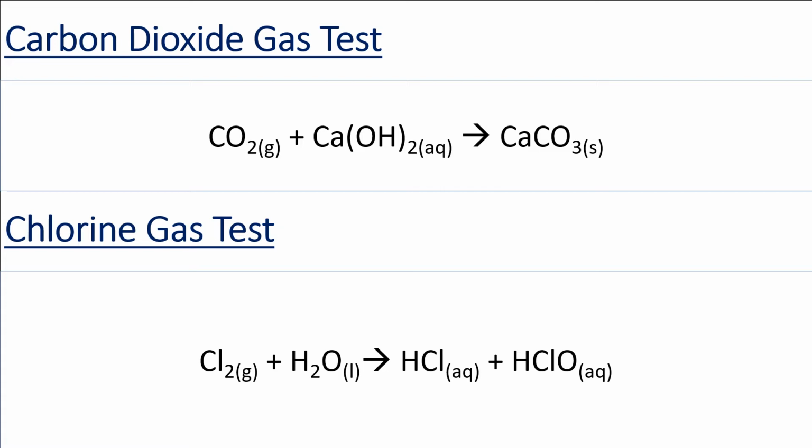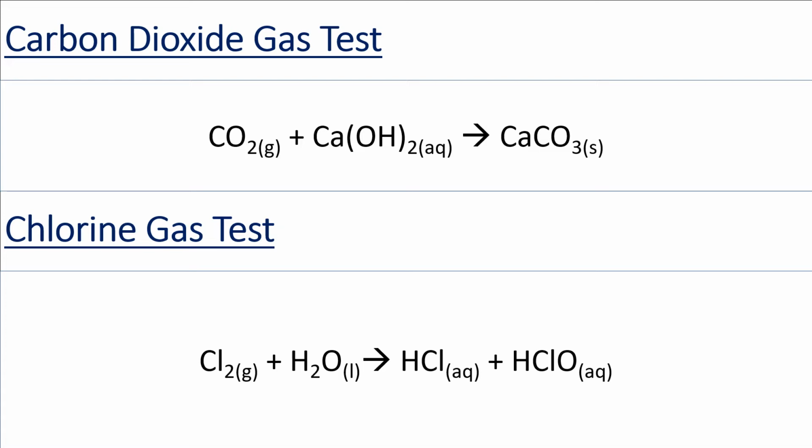And the chlorine reacts with the water and it forms HCl, which we should recognize as hydrochloric acid. That's why it turns red. And it also produces hydrogen chlorate. And this ClO here, the chlorate ion, that is the bleaching ion. That is the ion that's responsible for bleach.